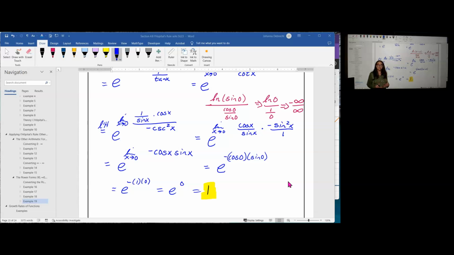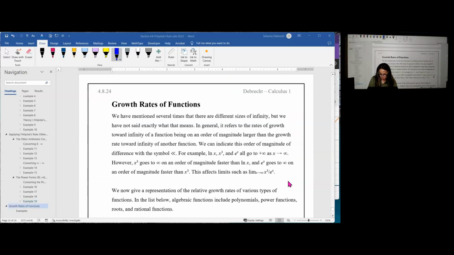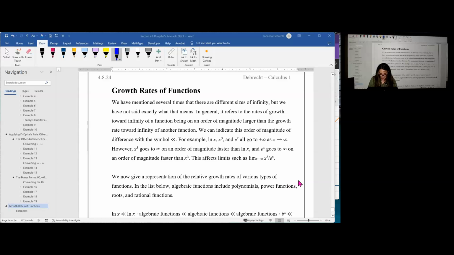Now we're going to take a look at a slightly different theorem. This theorem is called the relative growth theorem, and it will help you to find limits at infinity and negative infinity. Let's go take a look. You'll be happy to hear that this one is much simpler to apply. And in fact, there's really no work. It all happens in your head.